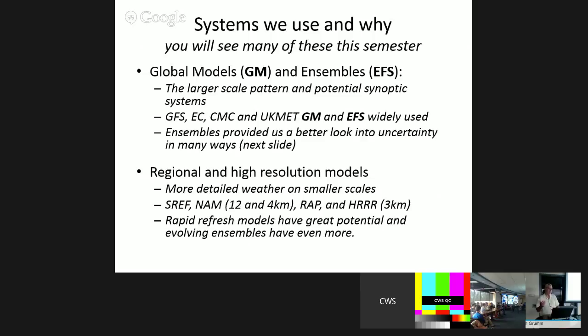Then we have the high-resolution regional models and ensembles: the SREF, the NAM, which is run at 12 and 4 kilometers, the RAP, and then the HRRR. And I believe you're going to have guest speakers here in October from 2 Penn State graduates who are developers of the HRRR.